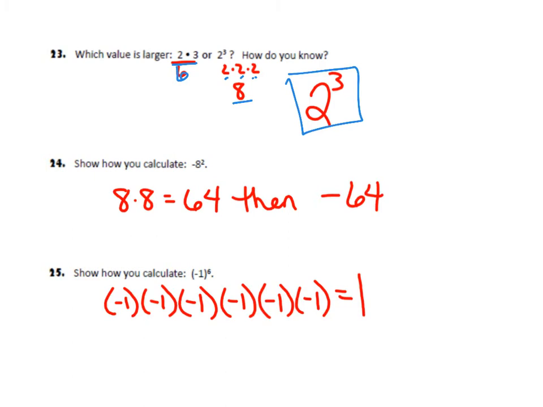Show how you calculate negative 8 squared. So no parentheses, so I did 8 times 8, which gave me 64. Then I added the negative for negative 64.